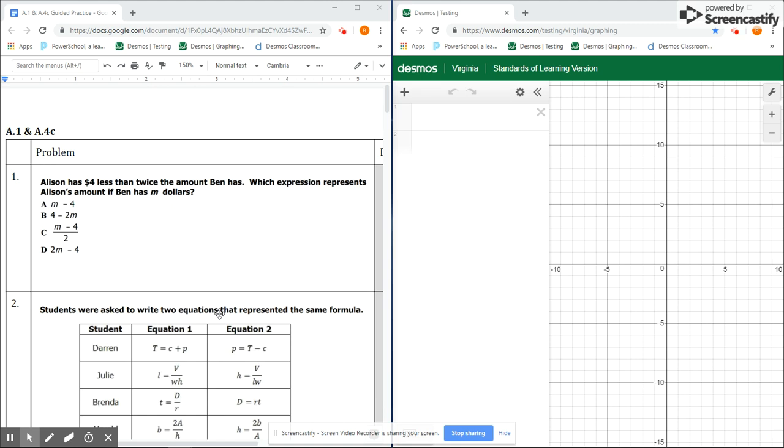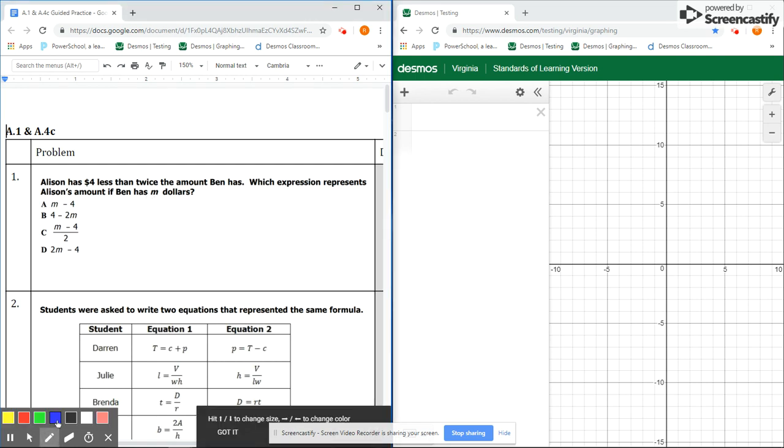Okay, here's the first page for the Standards Guided Practice 8.1 and 8.4C. We're going to start here with number 1. Allison has $4 less than twice the amount Ben has. Which expression represents Allison's amount if Ben has M dollars? So what we're going to do here is take the information that is given to us and write it as an expression.